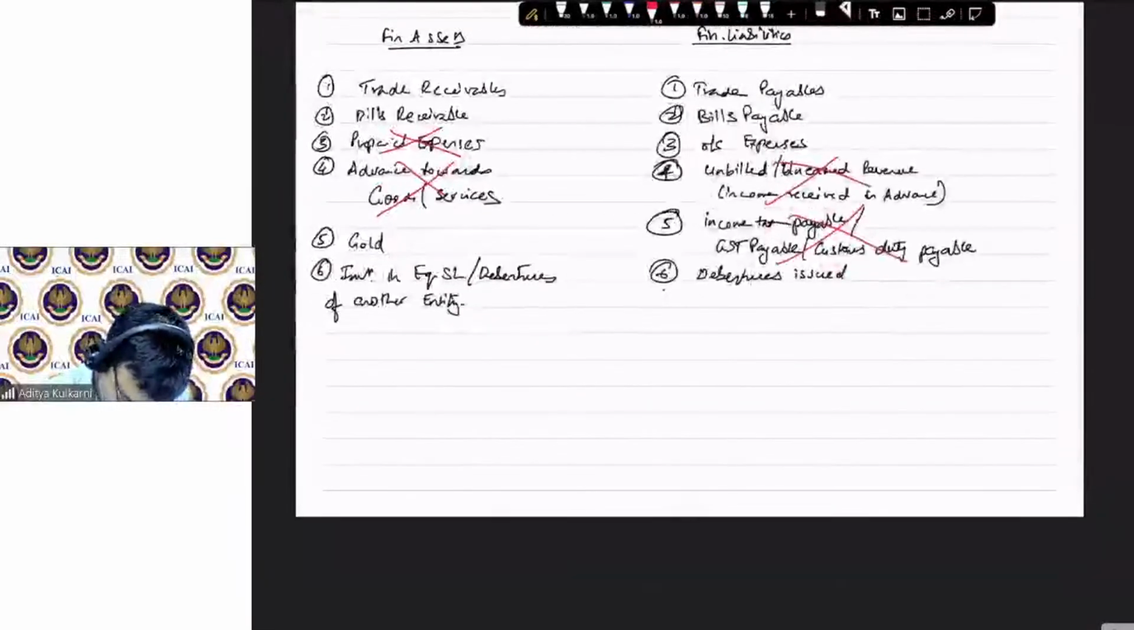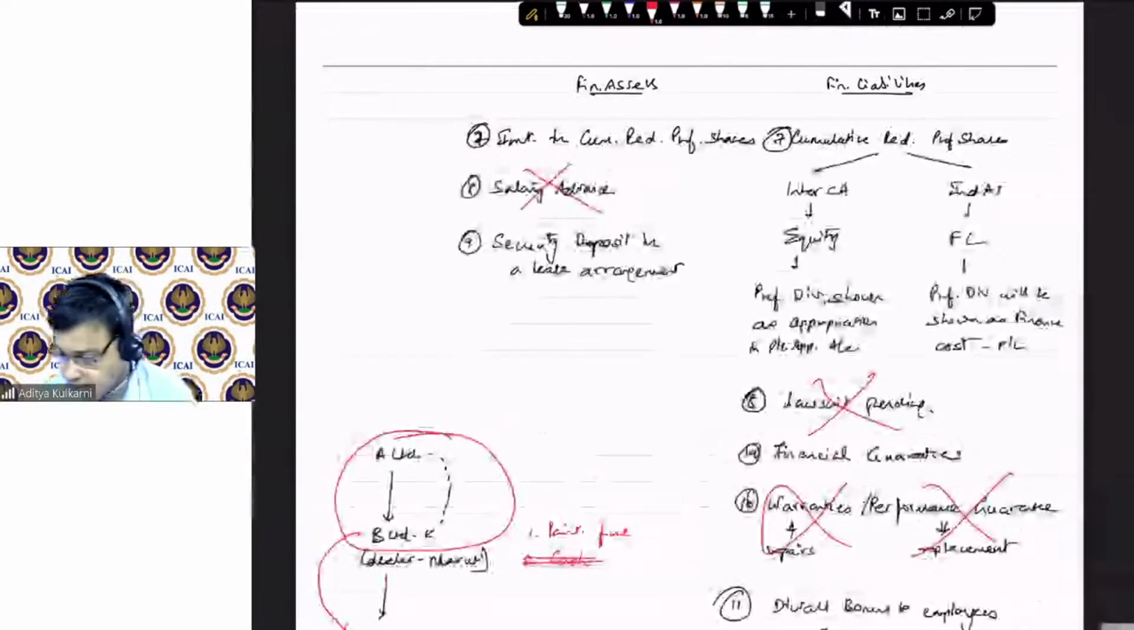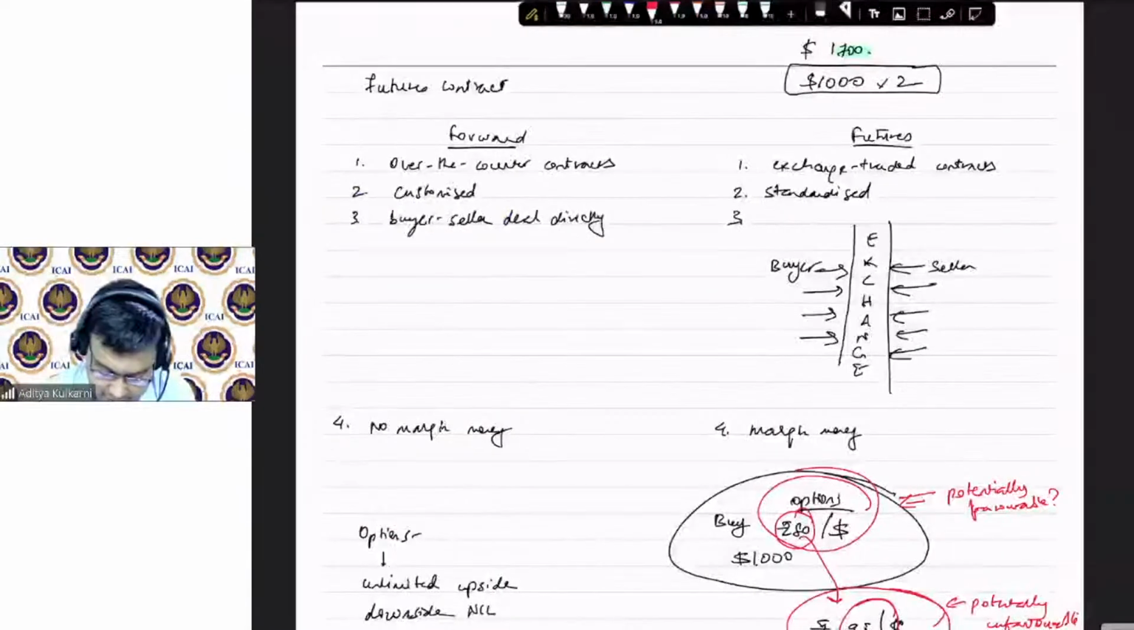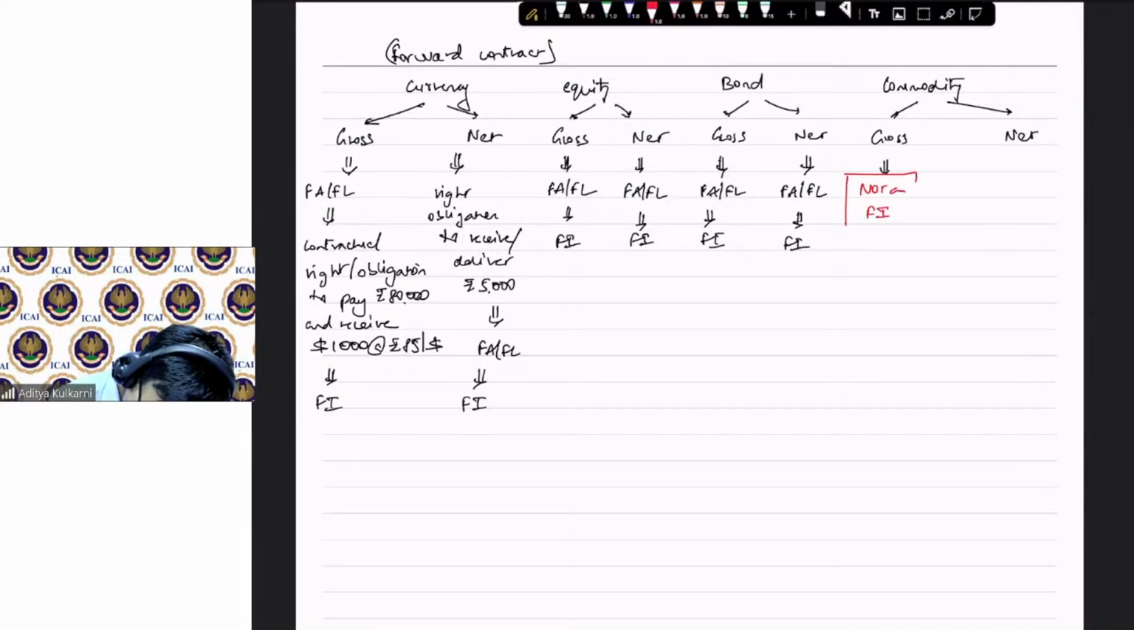Oh, it's not. I forgot to cross it off. Gold is not a financial asset. Okay, gold is a non-financial asset. Maybe I did not cross it, but in the discussion I would have said that it is a non-financial asset. So in this case, this is not a financial instrument.